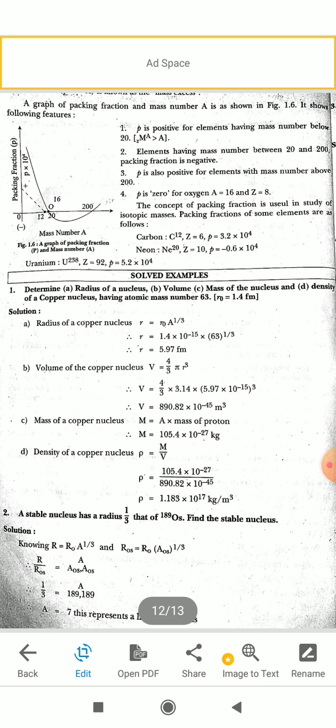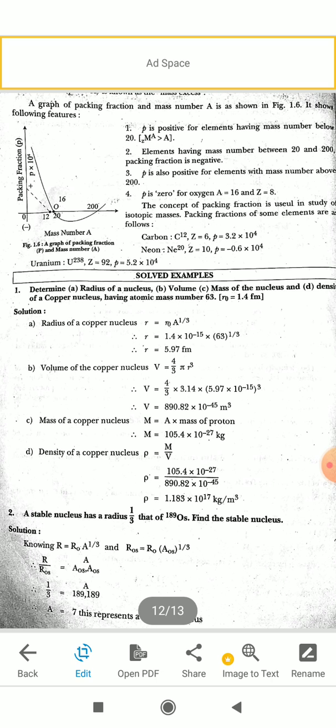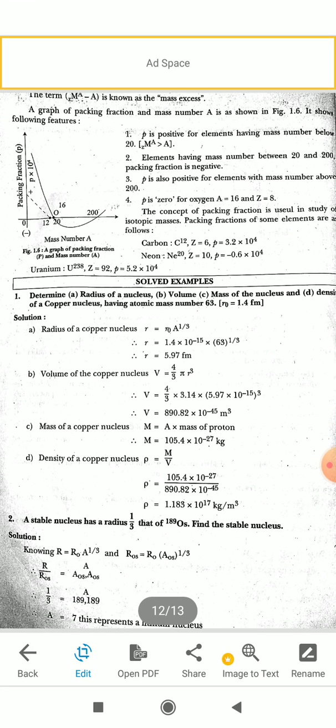Then we can calculate the mass of the copper nucleus. So mass of the copper nucleus is m equals A into mass of proton. That is 63 into the mass of proton, 1.66 into 10 to the power minus 27. So we calculate, and we will get 105.4 into 10 to the power minus 27 kg.